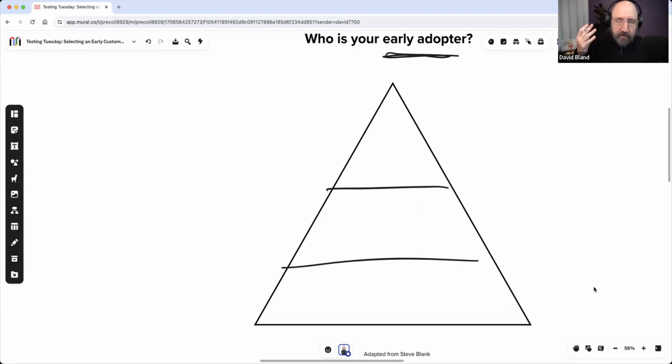So first off, when you think about an early adopter, the way I kind of frame this, and it's sort of got problem framing that I like, which is, do they have the problem?